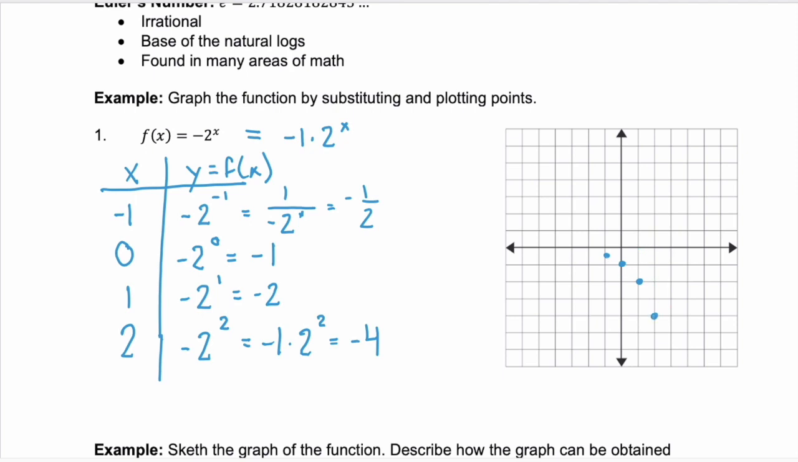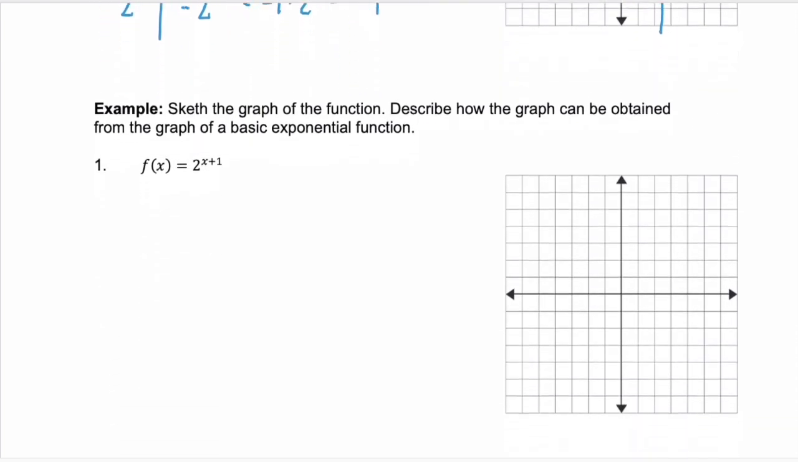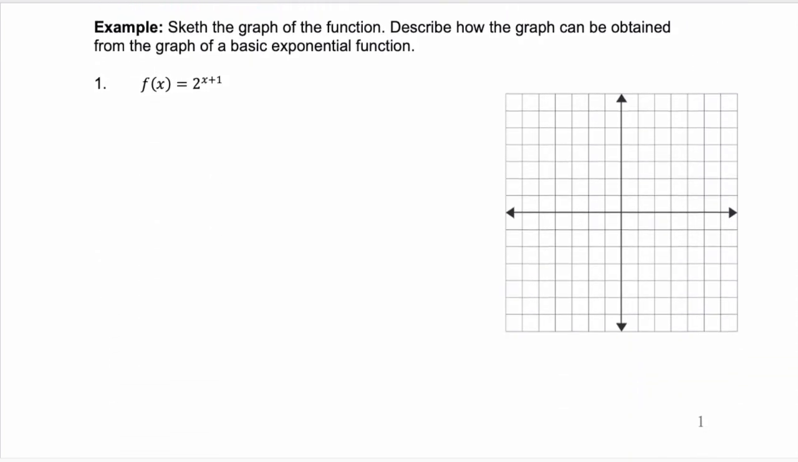So we see that it's going exponentially towards the negative y's on the right-hand side, and on the left, our graph is approaching 0. So there we've graphed f of x equals -2 to the power of x. Now, what if we have an exponent of x plus 1? Same thing. So we're going to make a chart, and then we're going to graph the function, and then we're going to explain how this graph could be obtained from a graph of a basic exponential function with different shifts or stretches, etc.